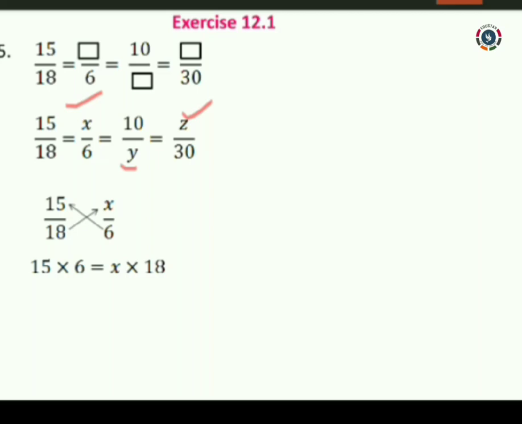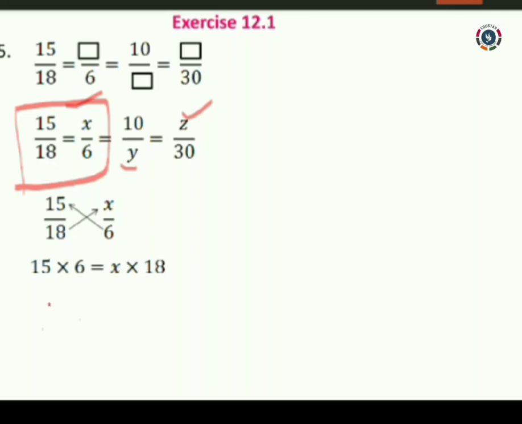Next, first I am going to find the x value. So, I am going to compare these two fractions. Already you have studied how to find the numerator or denominator in the fraction chapter, right? The same steps we are going to apply here. 15 divided by 18 and x by 6. You have to do cross multiplication. So 15 into 6 equal to x into 18.